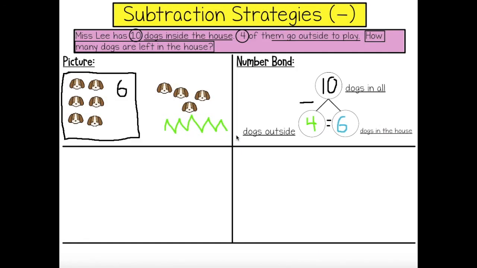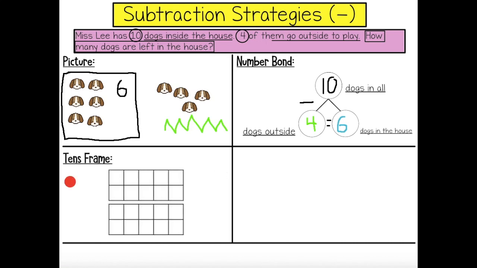Another way we can solve this word problem is by using the tens frame. I'm going to use the red counters to represent how many dogs there are in all. So let's think about it. How many dogs did Miss Lee have inside the house? Because that represents how many dogs there were in all. What are you thinking? That's right. We know that Miss Lee has 10 dogs inside the house. The 10 represents the whole. Can you please help me count 10 red counters?